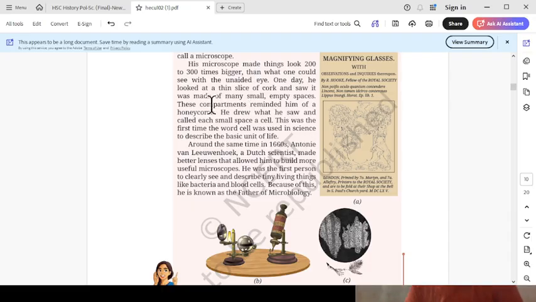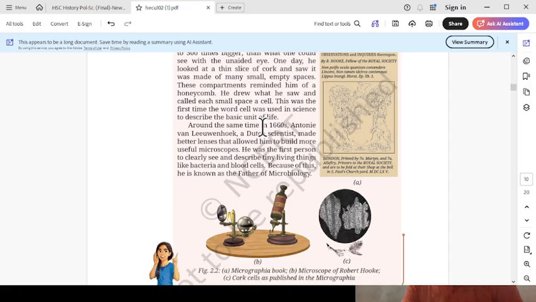Naked eye. One day, he looked at a thin slice of cork and saw it was made of many small compartments and empty spaces. These compartments reminded him of a honeycomb. So Robert Hooke checked a honeycomb, saw these compartments, observed them further, and drew what he saw. He called each compartment, or each small space, a cell.